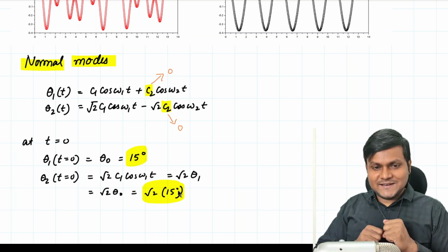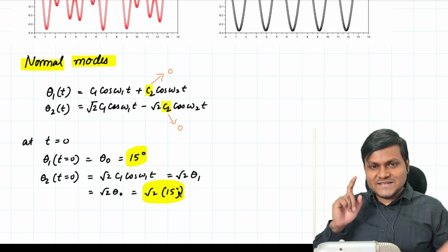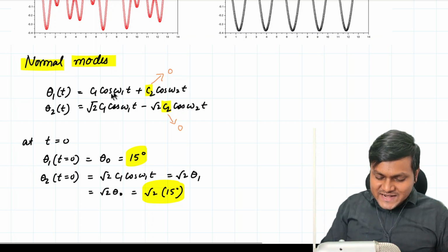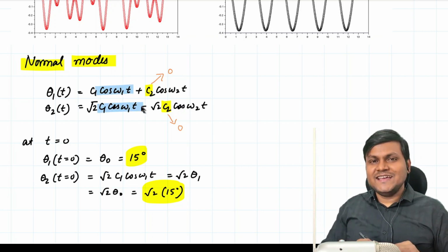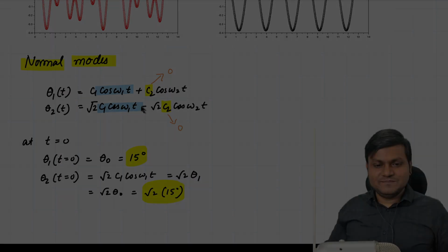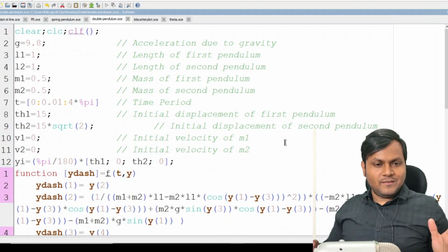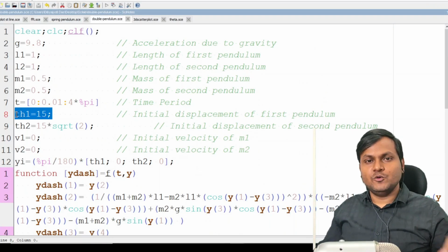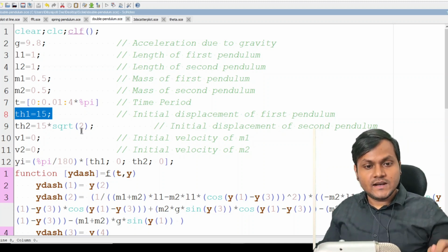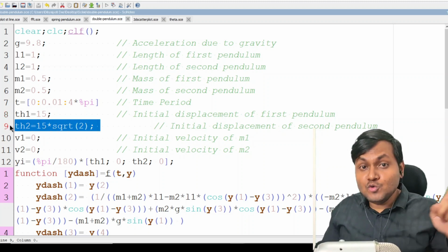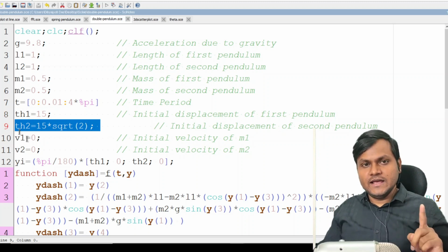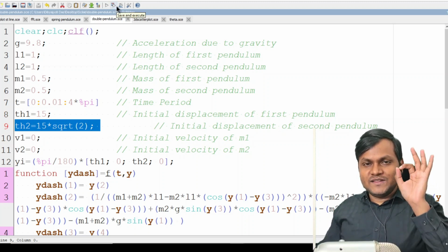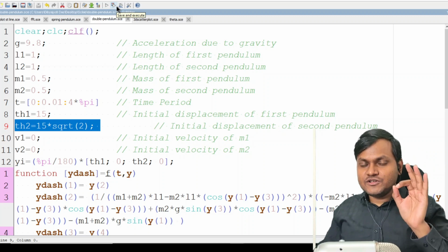I should get some kind of a sinusoidal variation of the entire double pendulum system. So coming back to my program, here what I'm going to do is give 15 degrees to, let's suppose, the initial displacement of the first particle and 15 multiplied by root 2 to the initial displacement of the second particle. I'm going to run this program, but the general solution, I'm going to obtain the general solution for theta 1 and theta 2.